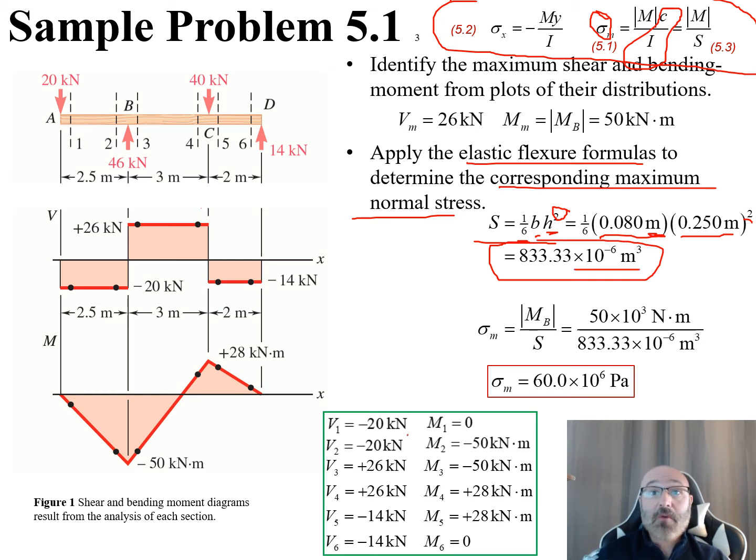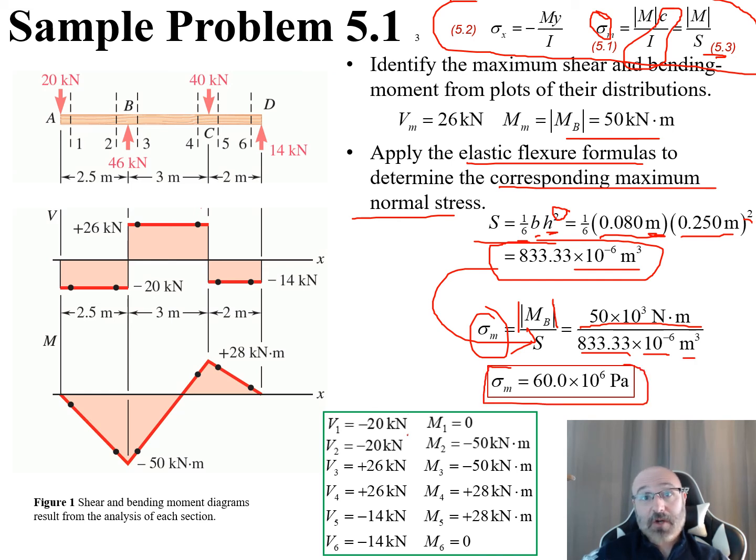So that means now we can go back up to equation 5.3 in our textbook and plug in this value for our S value. Our maximum normal stress is equal to the absolute value of that maximum bending moment, which we just found to be 50 kilonewton meters from all those free body diagrams and equilibrium analysis equations. Plug that in: 50 times 10 to the third newton meters divided by 833.33 times 10 to the negative 6 meters cubed. What we end up with is units of pascals when we do our unit analysis, and our sigma sub m is equal to 60 times 10 to the 6 pascals.